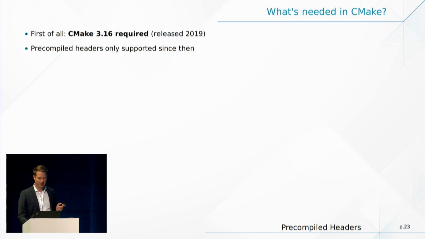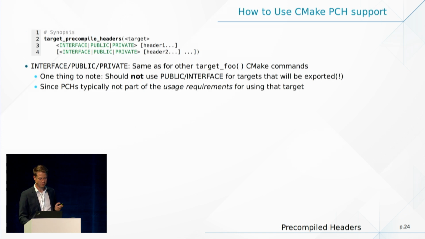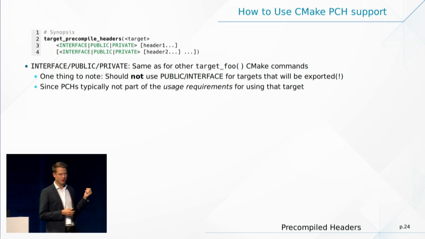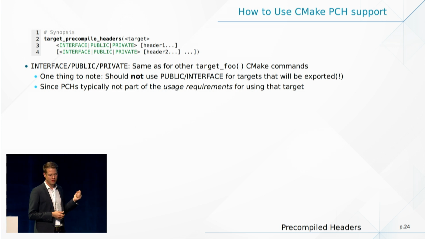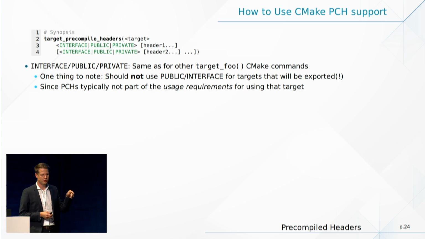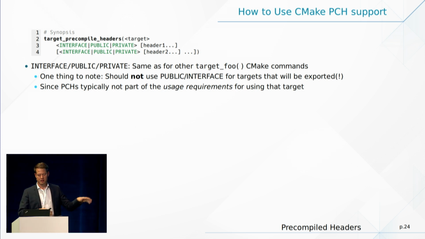Let's quickly go through how you can actually do this in CMake. First of all, CMake 3.16 is required. Precompiled headers are only supported since that. That's the synopsis of the command. There's target_precompile_headers. Then you choose a target, and then you say which headers it should use for that target.